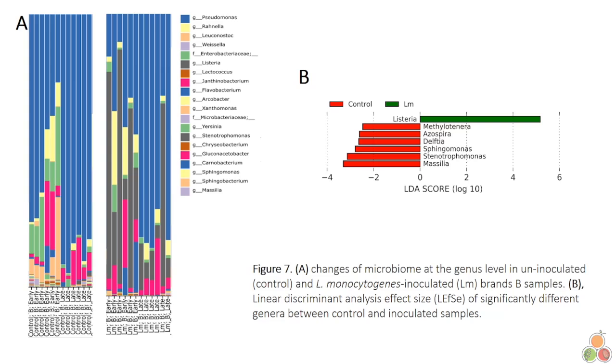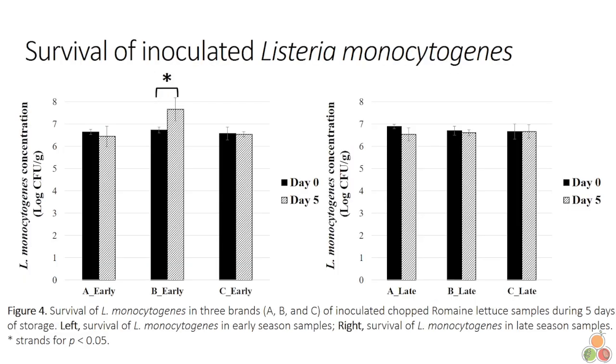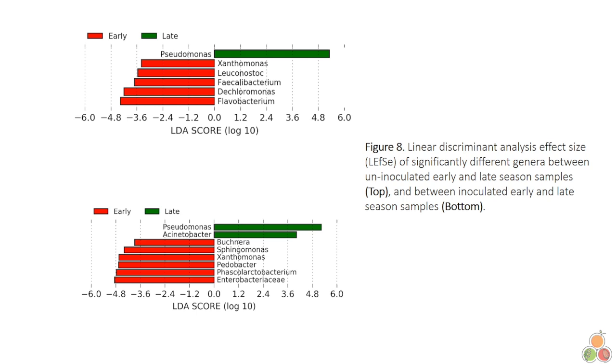So then the next thing we decide to do is, okay, because we know the early season is the one that really supported Listeria mono growth, let's look into the non-inoculated salad, brand B, and compare their early season versus the late season. That's, again, looking at the inoculated brand B, the early season, the late season.